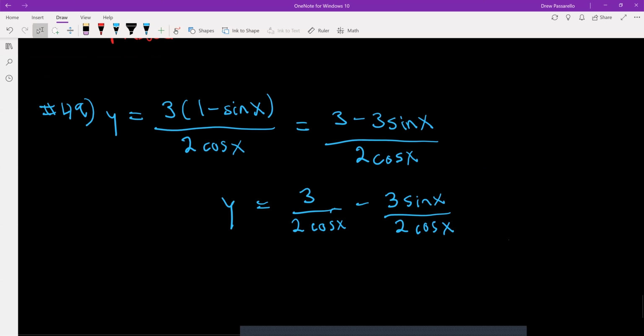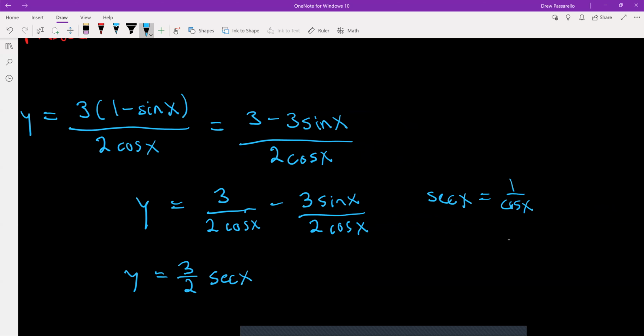And then I apply some trig rules. So secant, from trig class, that's 1 over cosine. So I could write 3 over 2 cosine x as 3/2 secant x. And then tangent is sine over cosine. So I could write the second term as minus 3/2 tangent x.